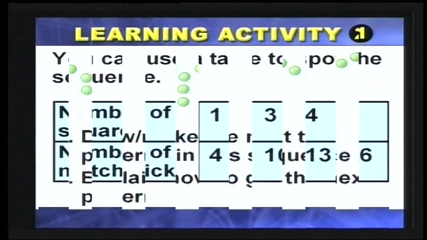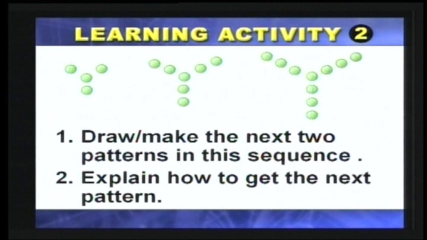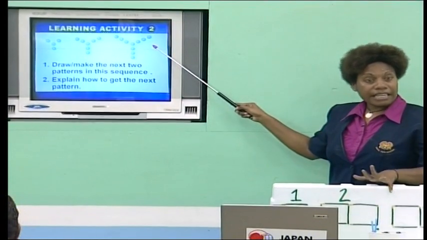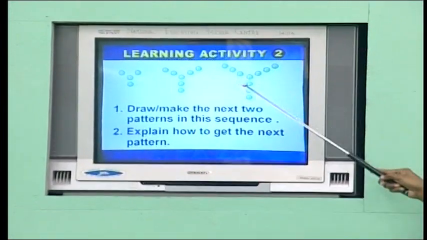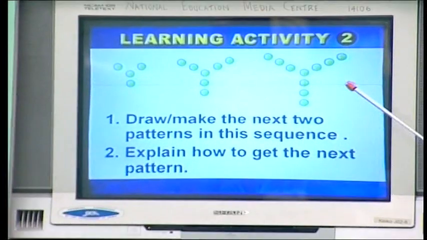All right, we're going to move on to our learning activity. Our first learning activity, receiving students and 7Es. Here I have a diagram. Number 1 says draw or make the next 2 patterns in this sequence. Here, this sequence is in the form of a diagram.